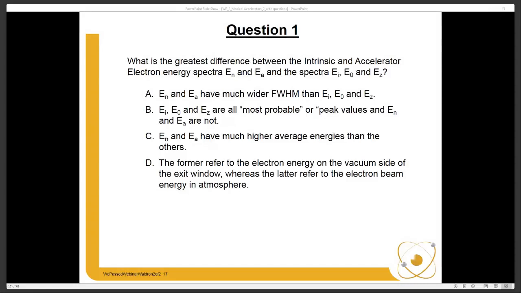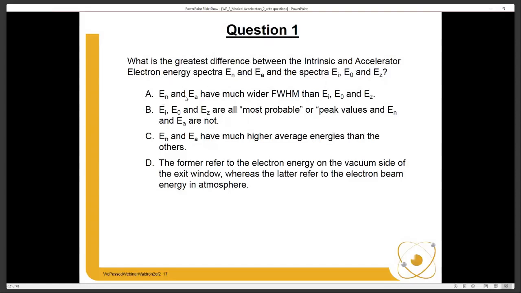Sure. Looks like the majority got it right, or at least half. I do try to make my questions somewhat board-like in that two of them are silly and two of them are difficult, and only one of them is the most correct. So we said, what is the greatest difference between intrinsic and accelerator energy spectra, E sub N and E sub A, as compared to the E sub I, E sub 0, and E sub Z? So was it question one?